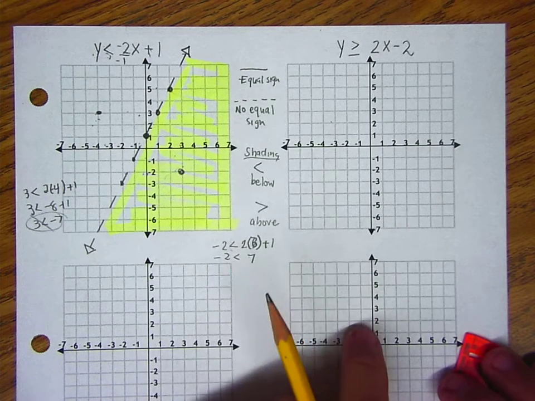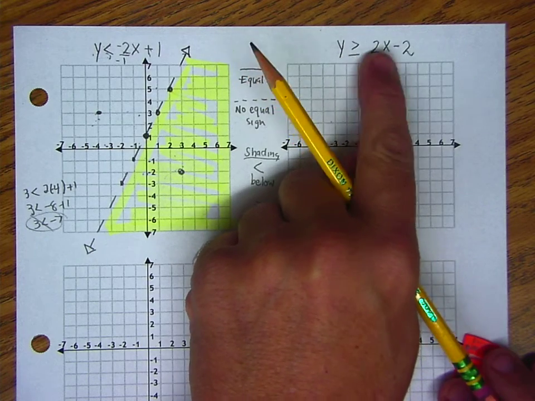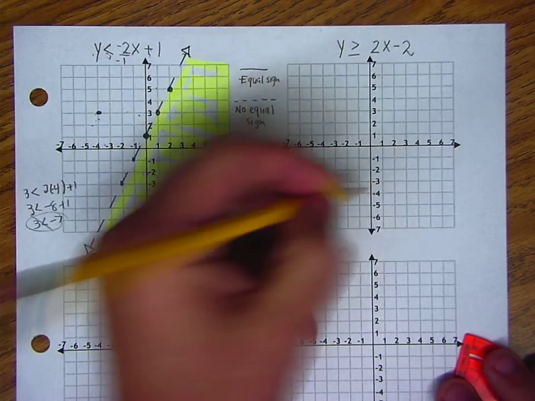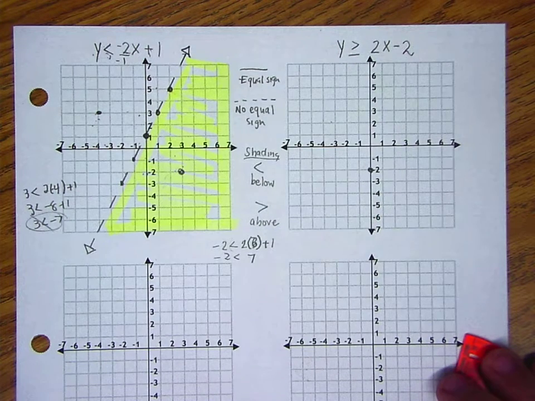Let's go ahead and do this one. I'm going to say that we've got this equation, y is greater than or equal to 2x minus 2. It starts at negative 2. Stop the video and go ahead and finish graphing from that point.